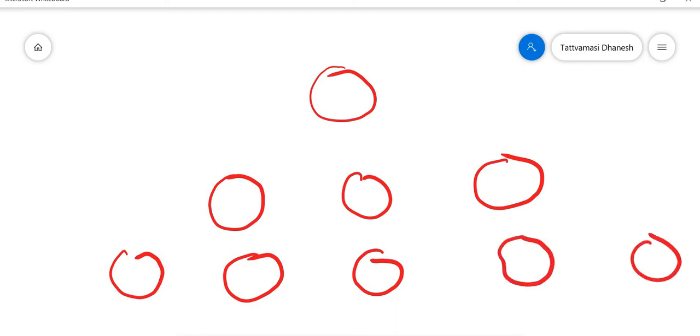In a fully connected network, all of them will be interconnected. But when you see a CNN, a convolutional neural network, the connection will be like this. It would be like this. This is the convolutional neural network. It's not all connected.